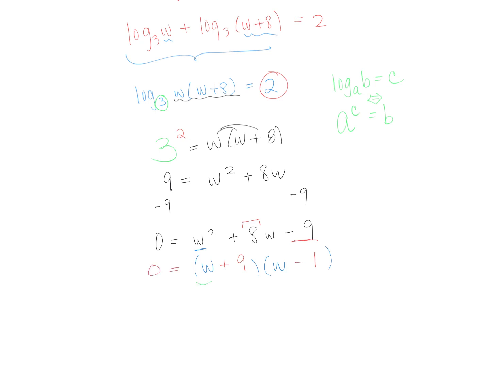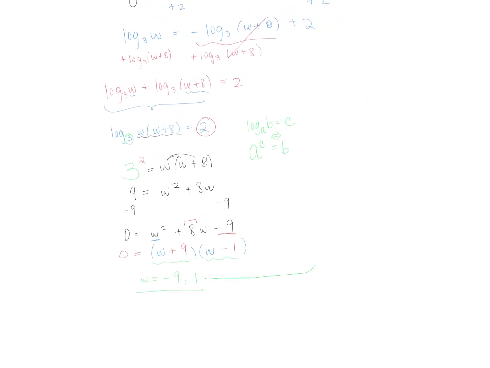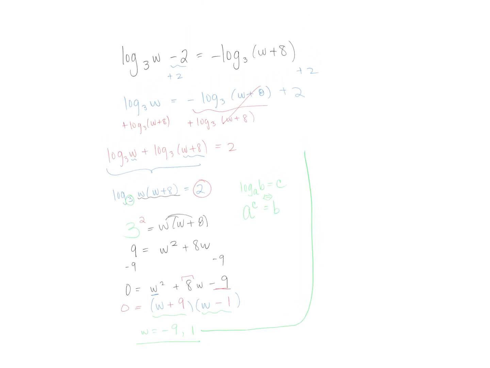So then from these factors, w plus 9, we get that w equals negative 9 is a 0. And for w minus 1, we get a positive 1 equals 0. So these look like our two solutions. They're at least our two solutions to this quadratic. But remember, we started with the log equation. So we want to make sure that they're all good back in our original equation.